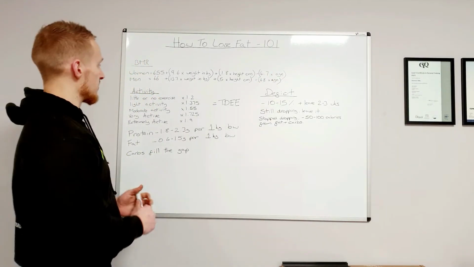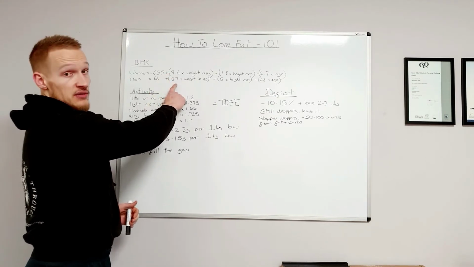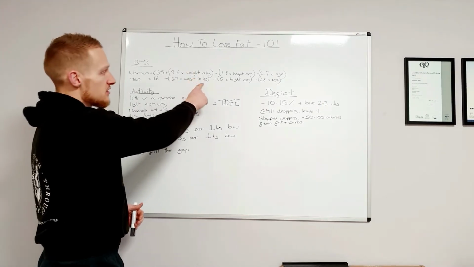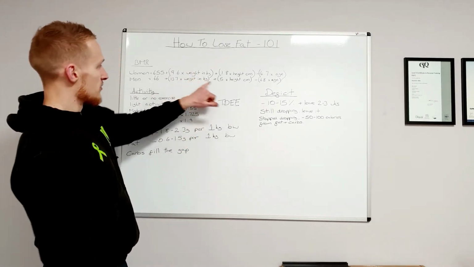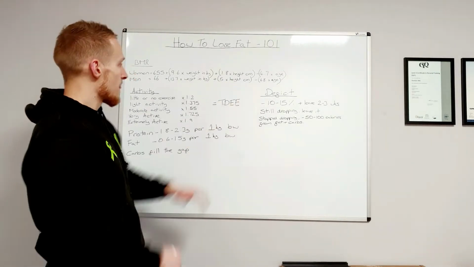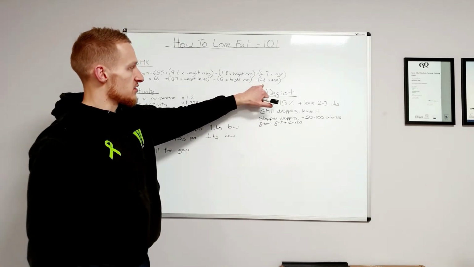For men it's a little bit different. So 66 plus 13.7 times your weight in kilos, okay? So both of these are in kilos. To those numbers you're also going to add 5 times your height in centimeters, okay? Once you've got that figure there, you're then going to minus 6.8 times your age.